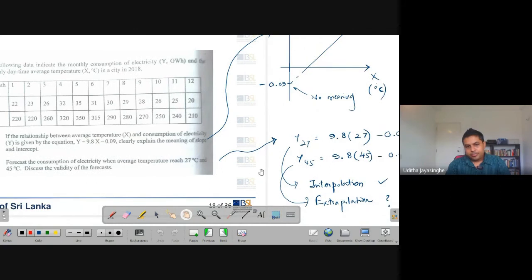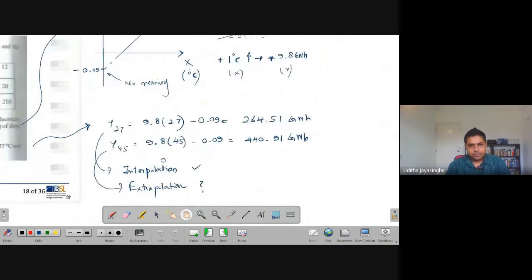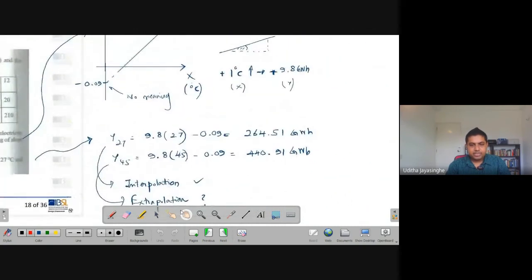Now, the forecasting part. Y27. Now we know the line, so I can quickly put in the values. Y27 means I put 27 for x, and Y45 means I put 45 for x. The answers I'm getting are 264 gigawatt hours for 27 and 440 gigawatt hours for 45.